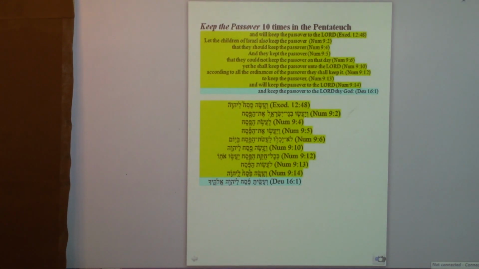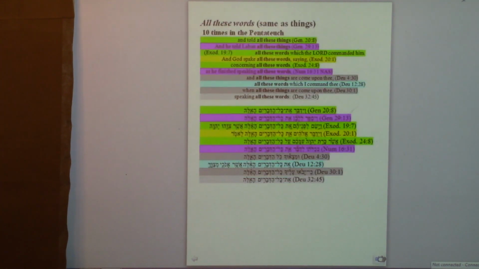To keep the Passover, 10 times in the Pentateuch. All these words, or all these things, depending on how they translate it, is the same Hebrew, 10 times in the Pentateuch. Look at the spread on that.